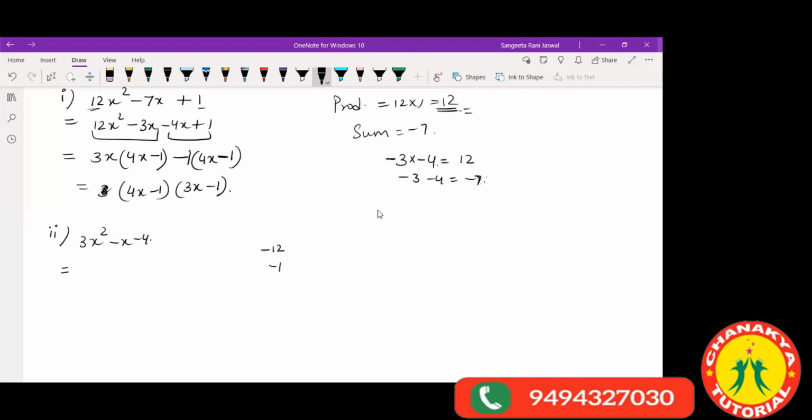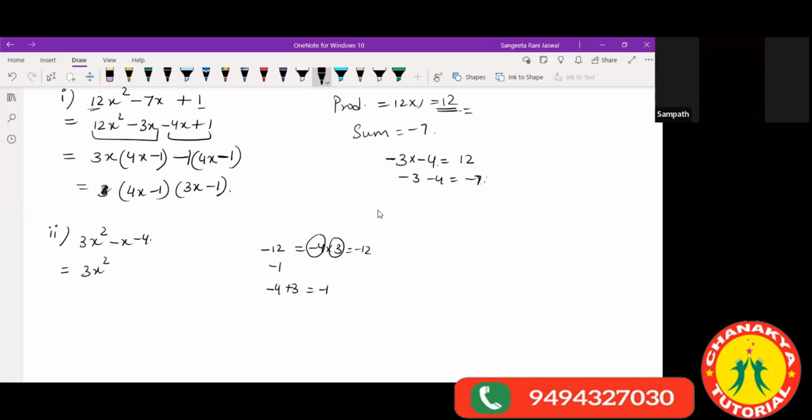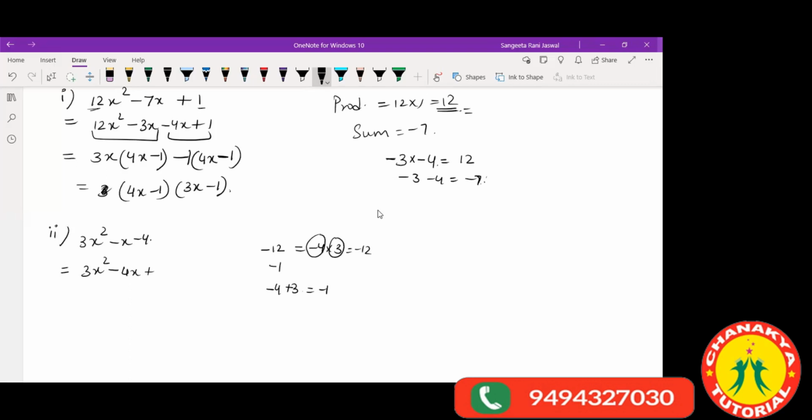So what will you think of the numbers? 4 into 3 gives me 12. If I have the product as minus, it means one of the numbers has to be minus. And if I have -1 as a sum, that means 3 minus 4 will give me -1. And -4 into 3 will give me -12. So that means our numbers, our factors, are -4 and 3. Ma'am, the answer would be x plus 1 into 3x minus 4. Okay, good.